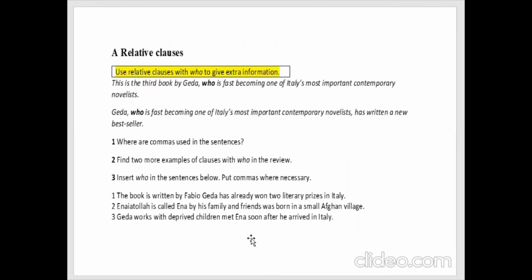Well, first of all, we're going to discuss using relative clauses in giving the review. So, the tip is use relative clauses with who to give extra information. Like in the examples, this is the 3rd book by Jeddah, who is fast becoming one of Italy's most important contemporary novelists.